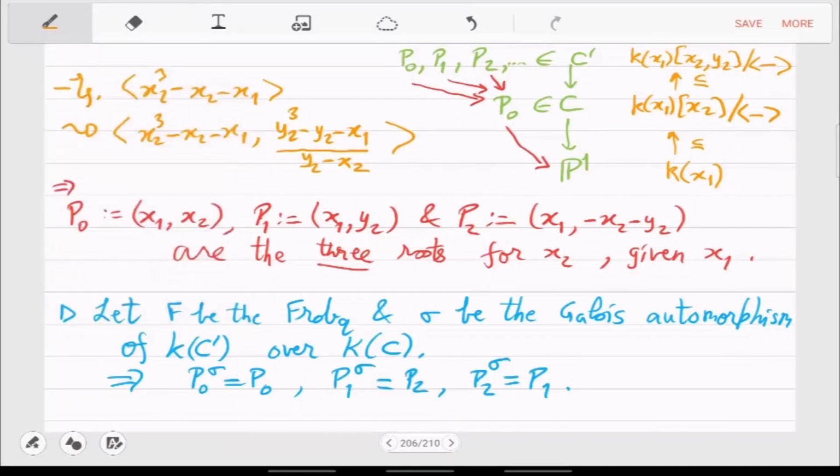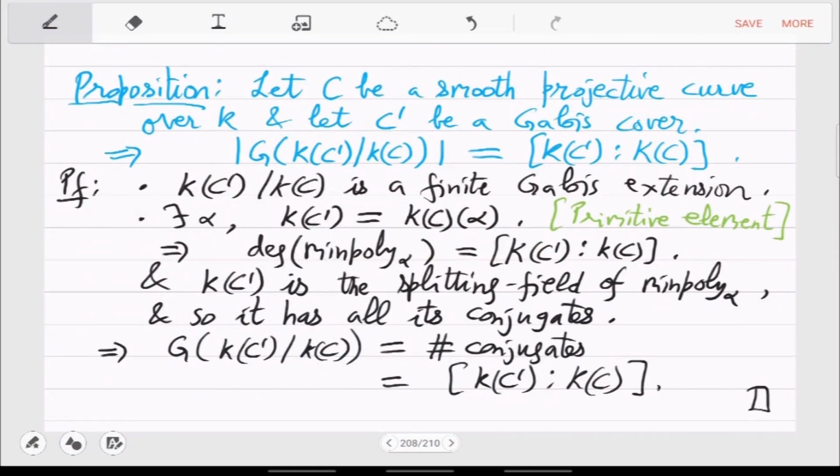We have this picture where the projective line is covered by the given curve through a point P0, and the Galois cover C prime gives all the conjugates of this P0 covering P0. So that was one thing.